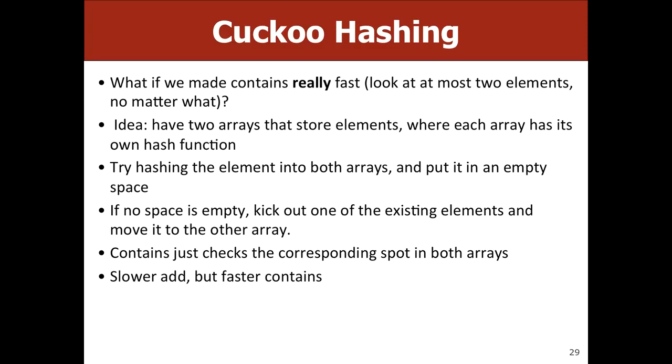So the idea behind cuckoo hashing is, what if we made contains really, really fast? We guarantee that we only have to look in 2 places. There's no linked list or anything like that. We are only going to be looking at 2 values max.